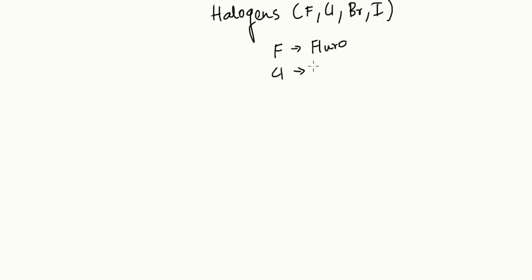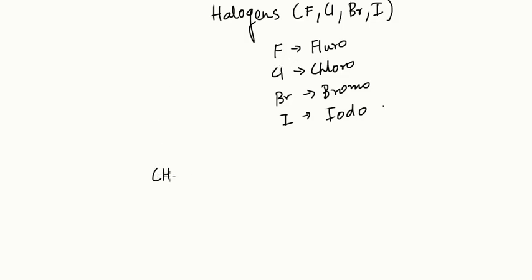For chlorine, it would be written as chloro. For bromine, it would be written as bromo. And for iodine, it would be written as iodo. Okay, so we'll see an example. Whatever organic molecules we have seen till now, we have always added everything as a suffix, but whenever it's halogens, we will always write the halogens first and then the name of the organic compound. Okay, so I'll show you an example.